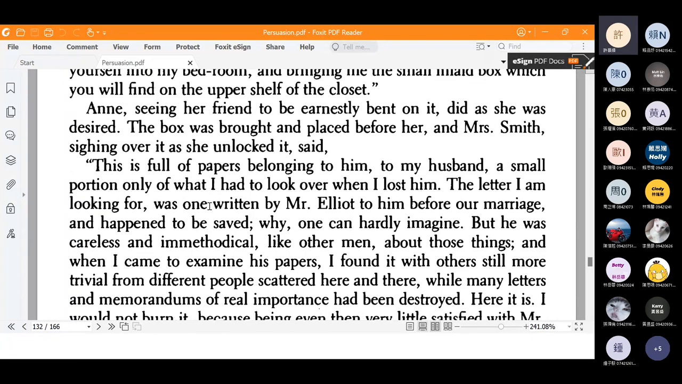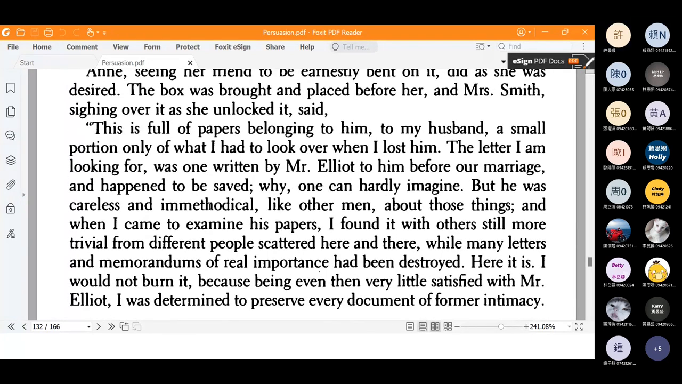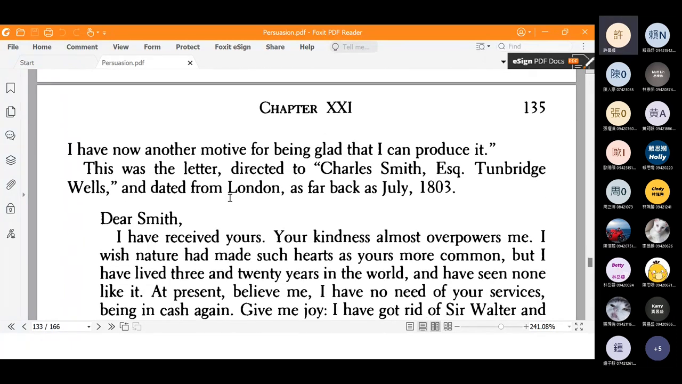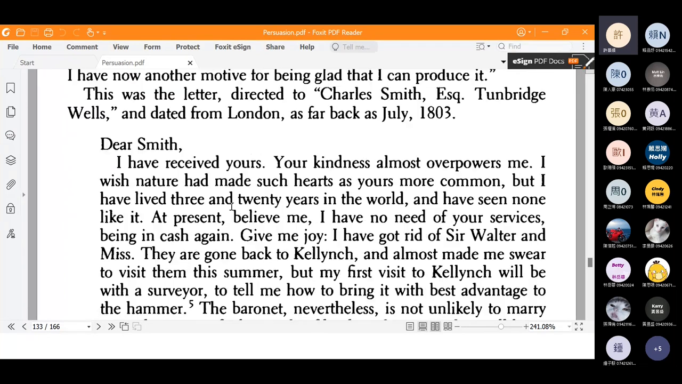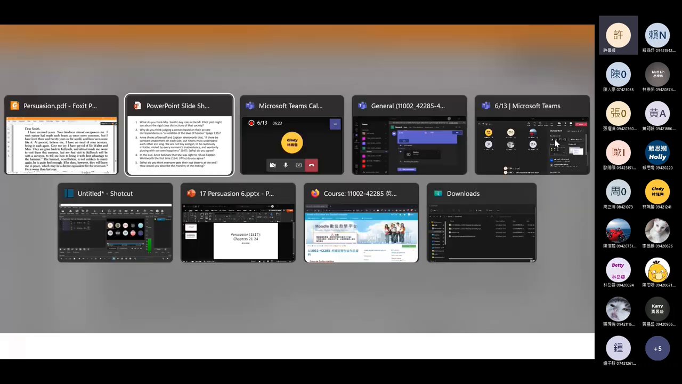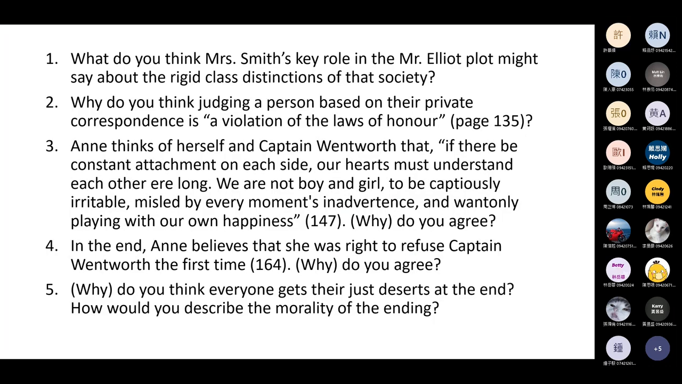Now, in order to prove all that she is saying, Mrs. Smith brings out a letter that Mr. Elliot wrote to Mr. Smith, proving that Mr. Elliot doesn't really care about becoming the next Sir Walter, or in his case, he would become Sir William. His name is William Elliot. He only cares about the money. But that will bring us into question two.